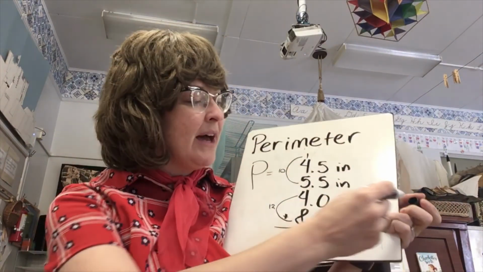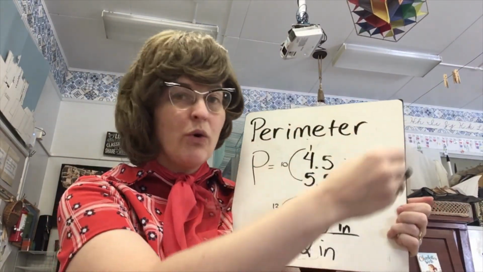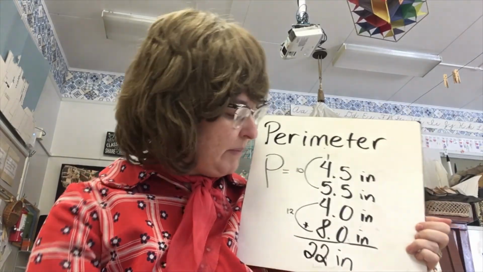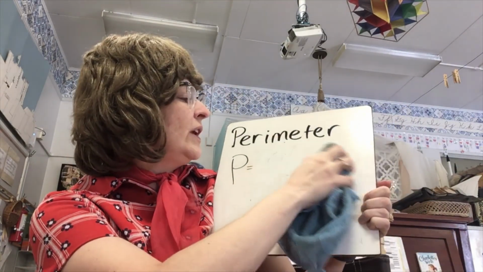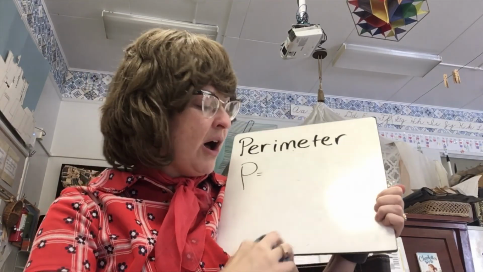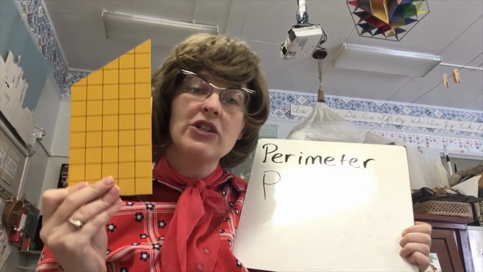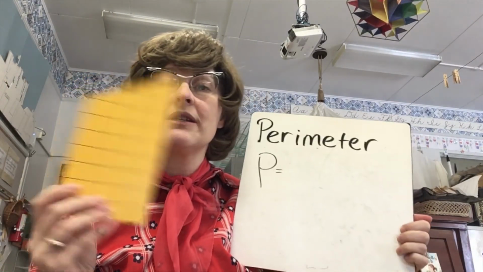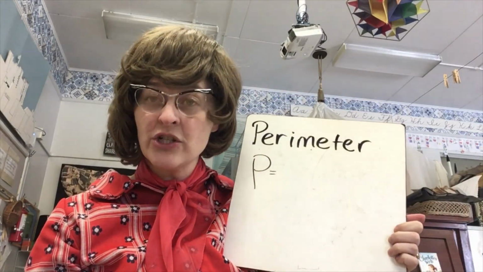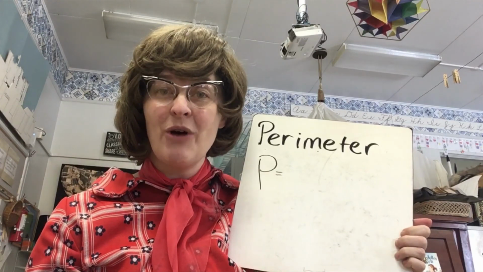Now, it does not matter how complex or wild and crazy my shape gets. In order to figure out the perimeter, all I have to do is measure the edges. Once I know the distances that each edge will measure, then I just simply add them all together.